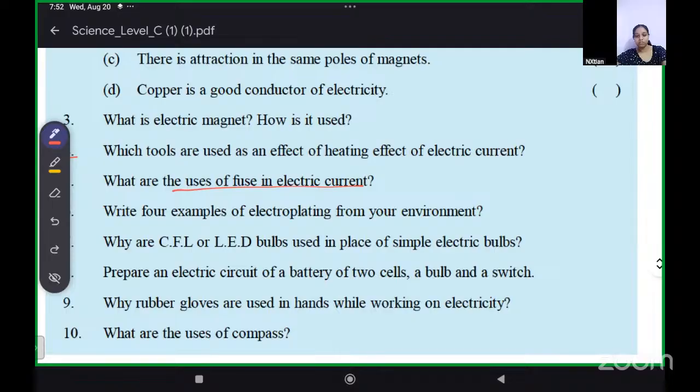Yes, Emma. Jewelry, coins, and utensils. Kitchen utensils, yes. Then taps are there. Taps are electroplated. Then we have some car parts. Jewelry is there. Then food cans also. Kitchen stove. Kitchen utensils. All of these things are examples of electroplating around us.